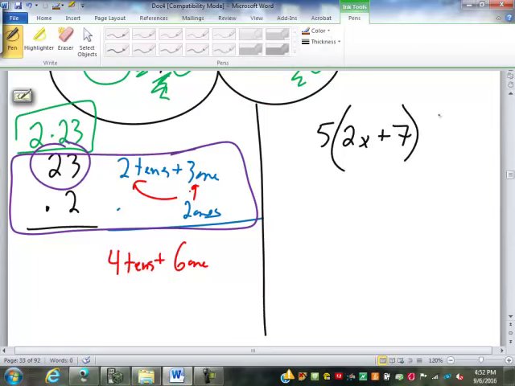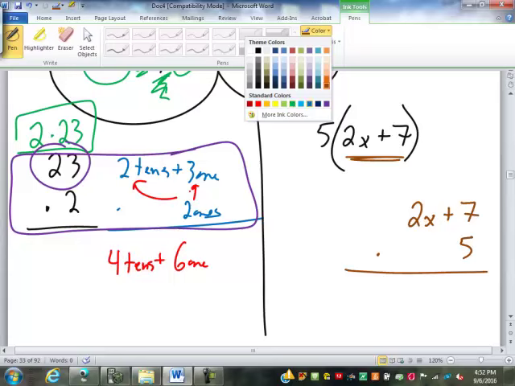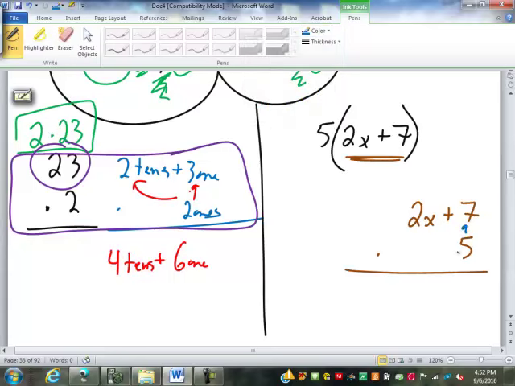The 2x plus 7 is just a 2-digit algebraic number. It's being multiplied by 5. So when I write this out, I'm going to put the number with the most digits on top, 2x plus 7. I'm going to multiply it by 5. What's 5 times 7? 35. It's positive, so I'm going to put a plus in front of it. 5 times 2x? 10x. That is 10x plus 35. It's just like multiplying our whole numbers.